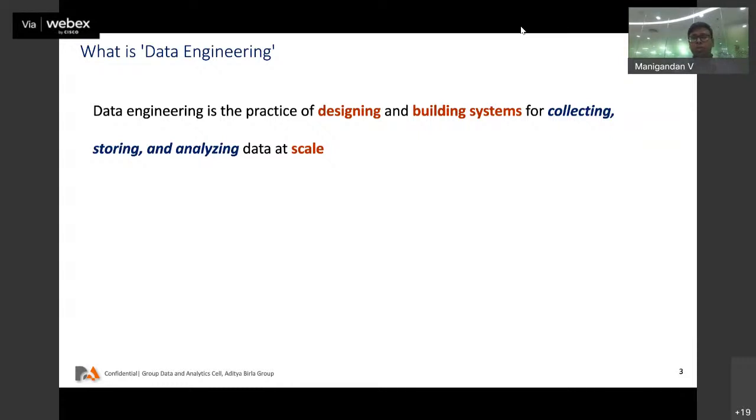Data engineering. We need to understand how we should design and build these systems, which can run at scale. Collecting, storing, and analyzing is a part of any system. Here you will do ETL, extract, transform, load, or ELT, extract, load, and transform. These are the things that we'll do.